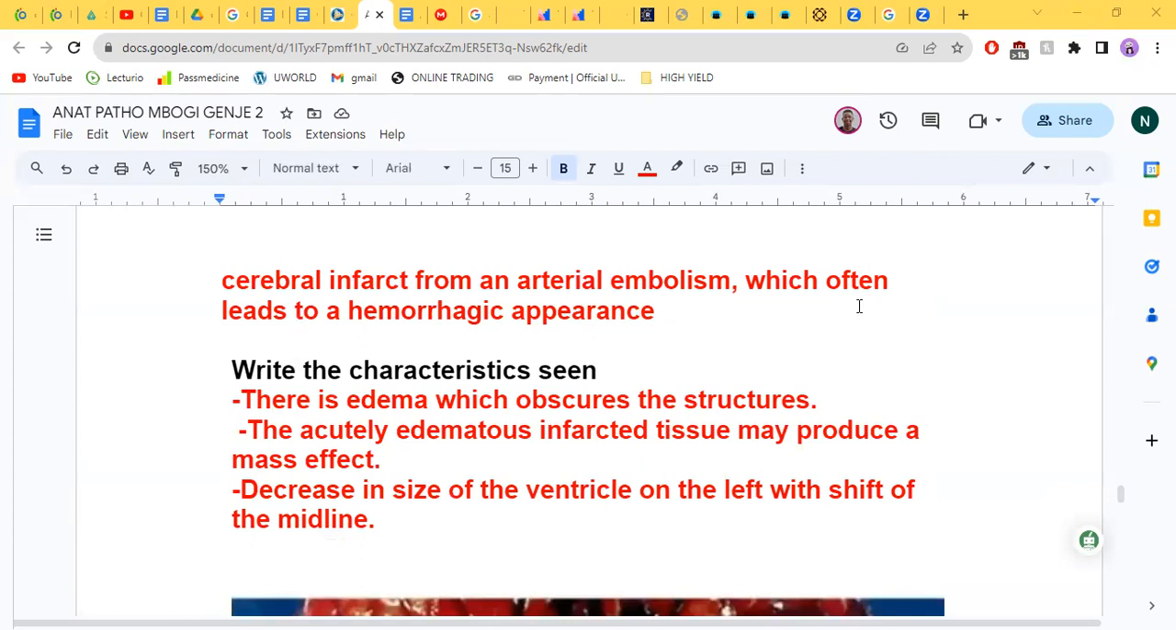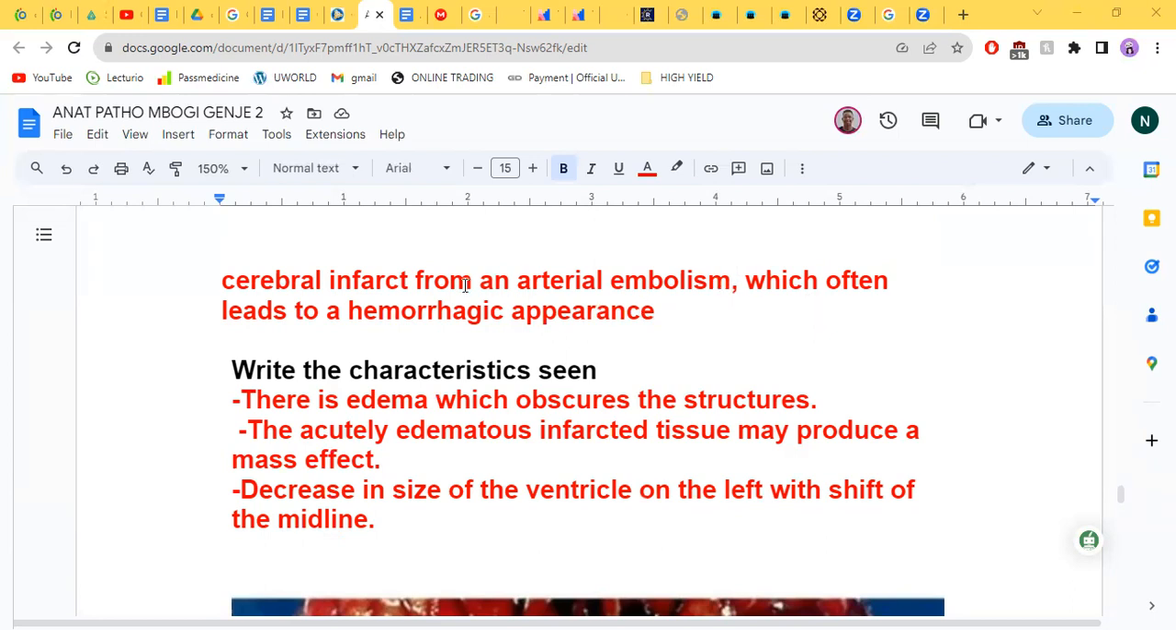Right. So this is a cerebral infarct from arterial embolism, which often leads to hemorrhagic appearance. So I think the only one side was spot on. That is an infarct, a hemorrhagic one. Right, the characteristics, see, there's edema, we were told there's swelling, so that was right. And it was evident by the crossing of the midline or the midline shift and the straight or flattened gyri. There's acutely edematous infarct tissue.